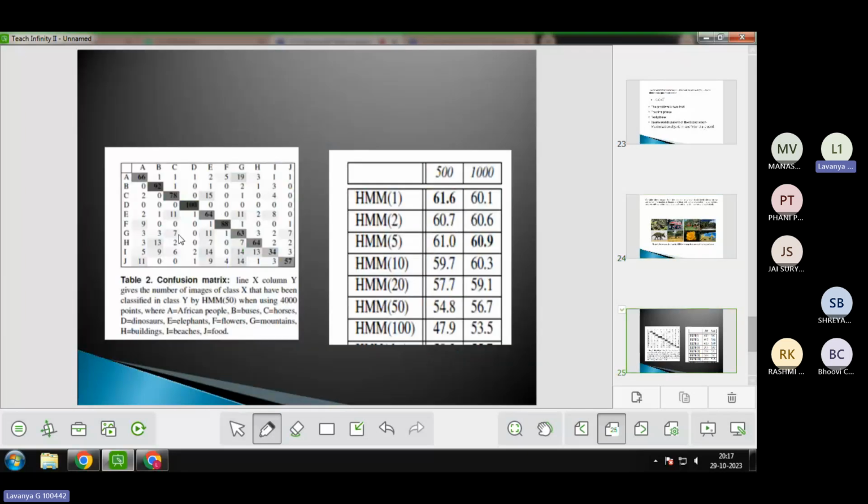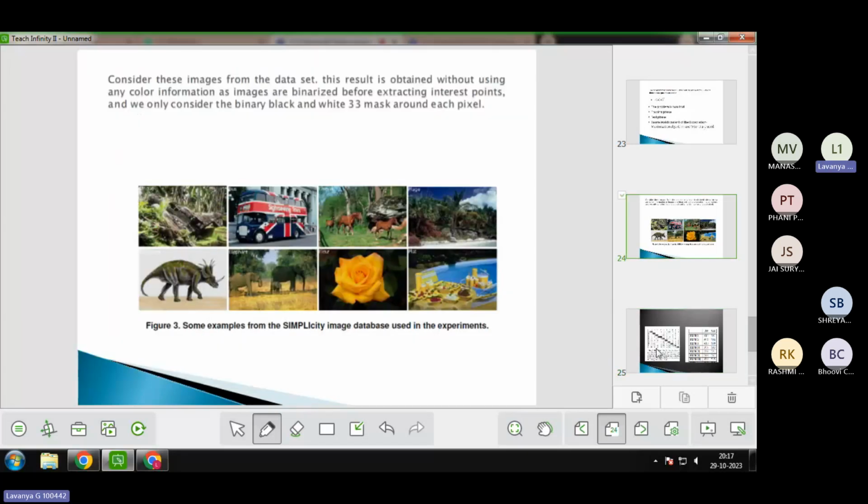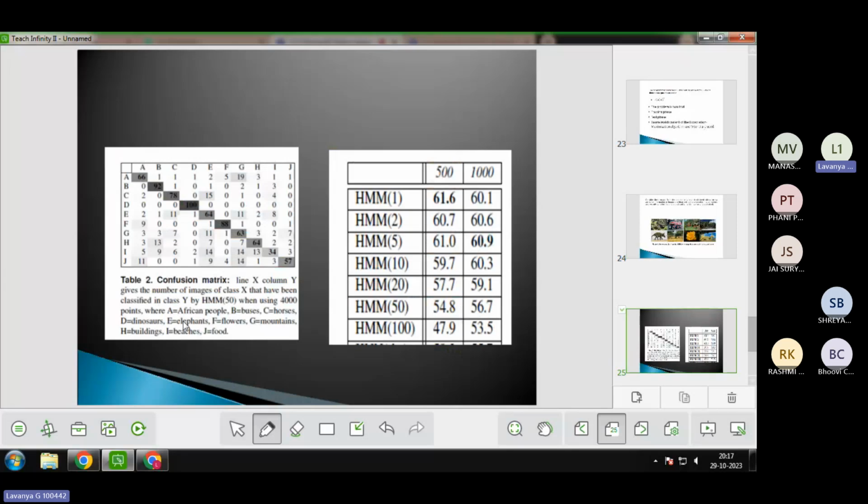Now see, you have two things. One is known as a confusion matrix, where you have the line X and column Y, which gives the number of images of the class X. So what are all the images that you have taken? And it has been classified in the class Y by HMM, Hidden Markov Model, comprising 50 states when using 4,000 points. Here A denotes the African people, that is what you are seeing.